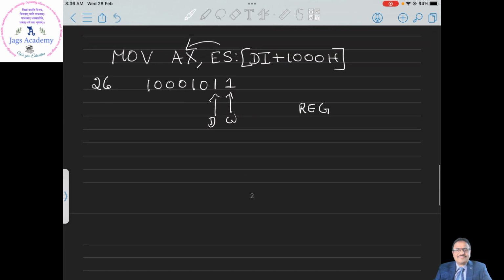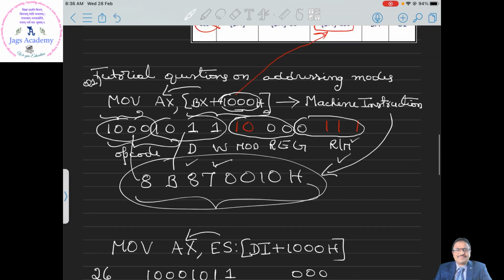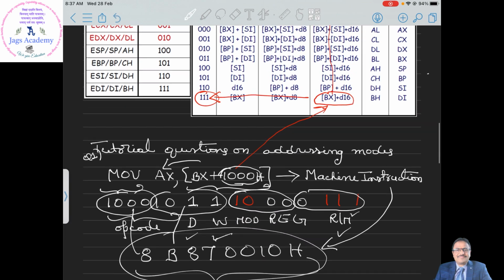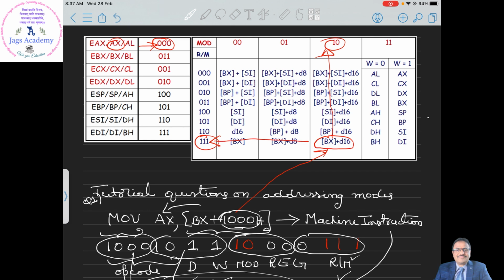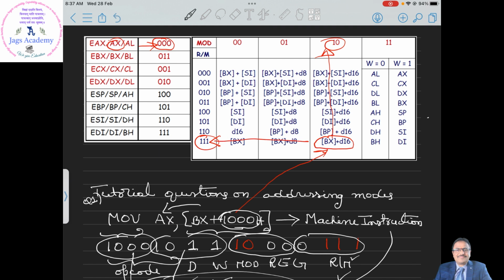So your REG is going to be 000, and then you will have to go for your mode bit and the R by M bit, which you can get from the table for DI plus D16 displacement. Okay, so where do you have the DI plus D16 displacement? You can see the same thing here: DI plus D16. That's what we are going to see.